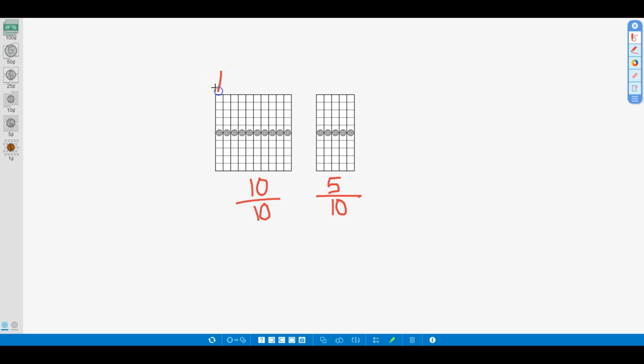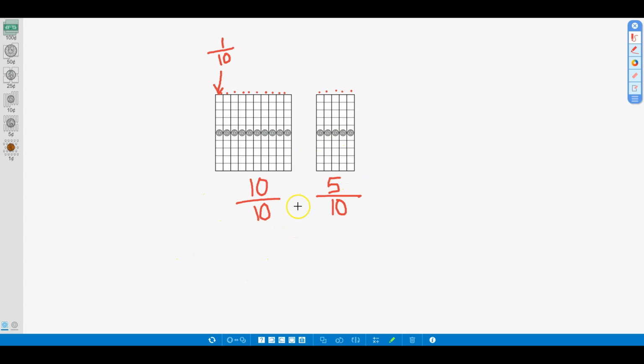Each one of these rods or sticks has a value of 1/10. Notice how you need 10 of them, 1, 2, 3, 4, 5, 6, 7, 8, 9, 10, in order to make 10 tenths. You need 1, 2, 3, 4, 5 in order to make 5 tenths.